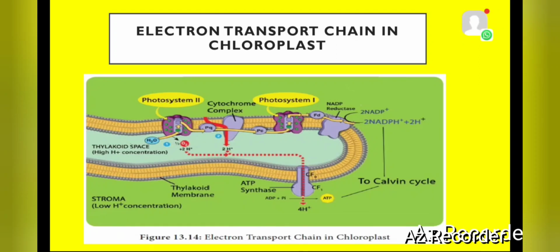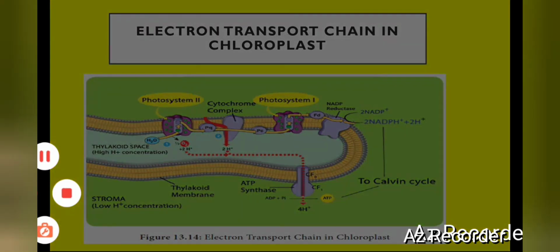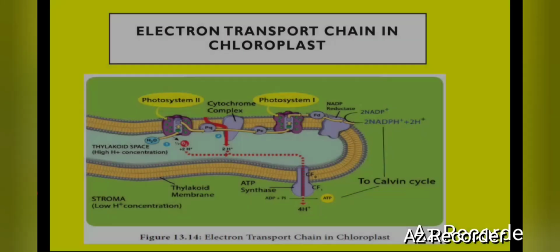Energy is provided to phosphate. ADP changes into the ATP. So the final product is ATP and NADPH.